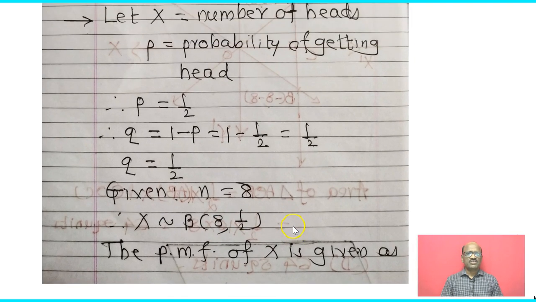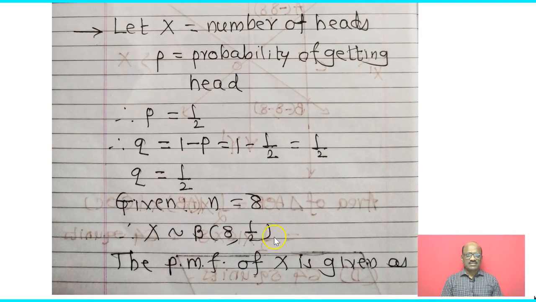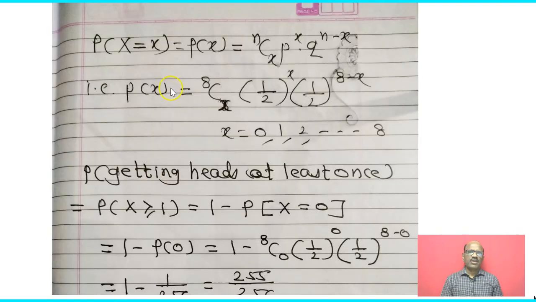The probability mass function is given as P(X = x) = nCx p raised to x, q raised to n minus x. That is, P(x) = 8Cx (1 upon 2) raised to x, (1 upon 2) raised to 8 minus x. The values of x are 0, 1, 2, 3 up to 8. Getting the head at least once means P(X is greater than or equal to 1).